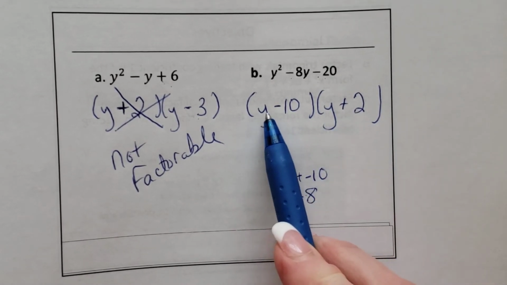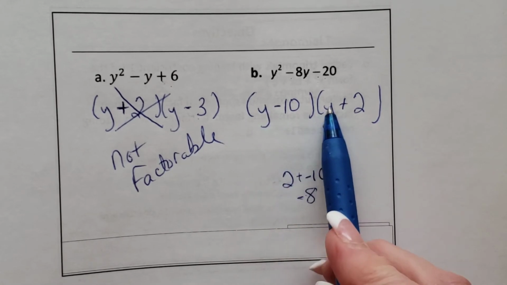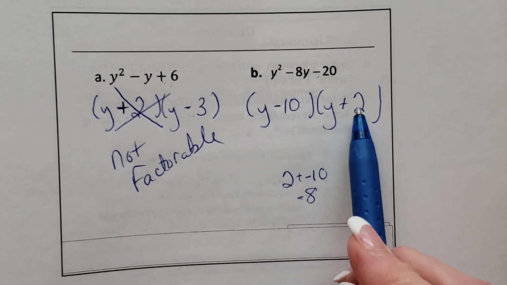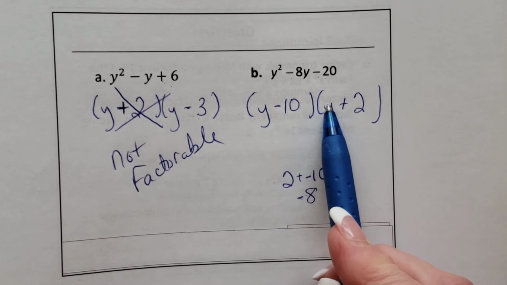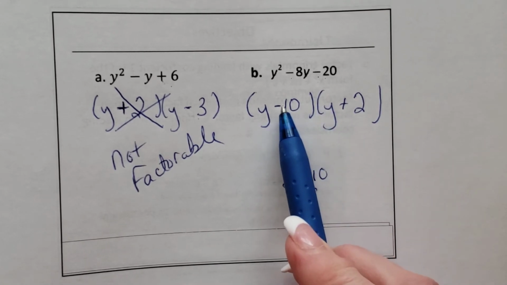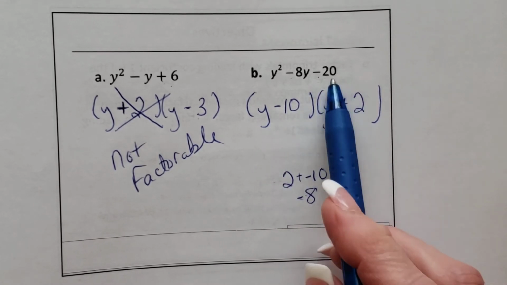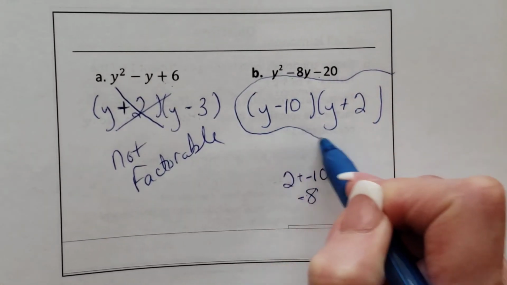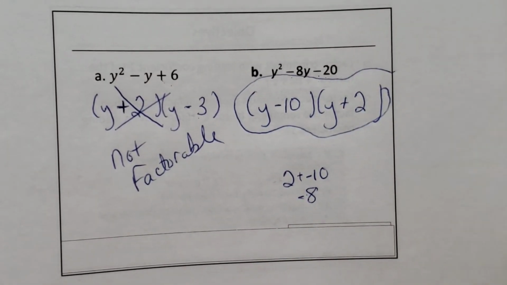But now, if I FOIL this, I'm going to get y squared, 2y minus 10y is -8y. And then if I multiply these, -10 times 2 is -20. So this is the right answer. I know I'm right.